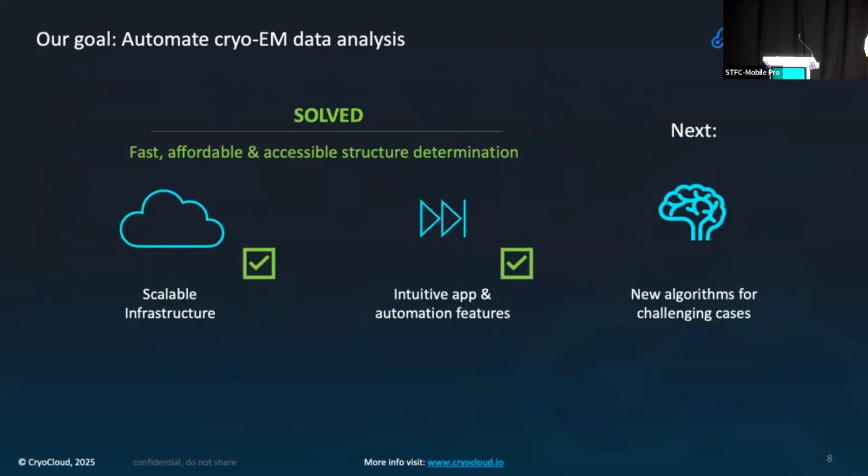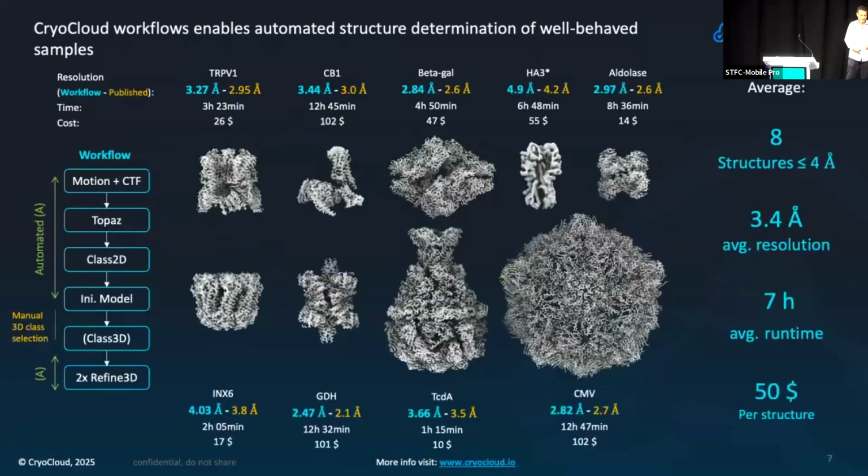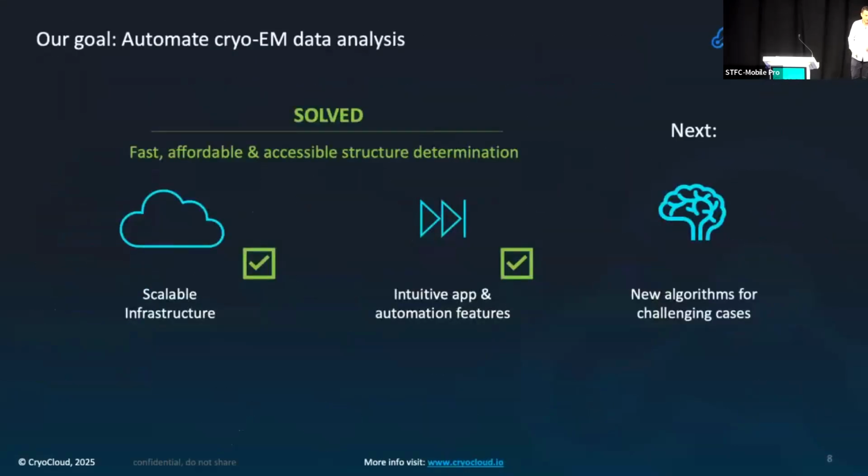However, we can only provide these really nice results for easy data. We've been seeing in the last 2 years that most data sets are not the really nice refined data sets that you can find on EMPIAR. So since last year, we have started to work on new algorithms to also tackle those challenging cases. And that's what I'm going to use the rest of the time today. I'm going to speak about the CryoCloud picker, as well as a new anisotropy analysis algorithm that we developed at CryoCloud.